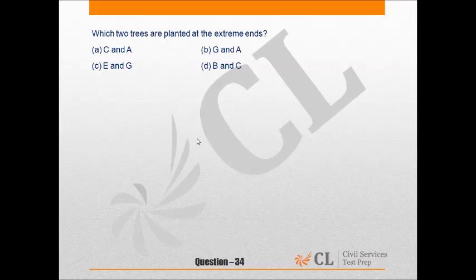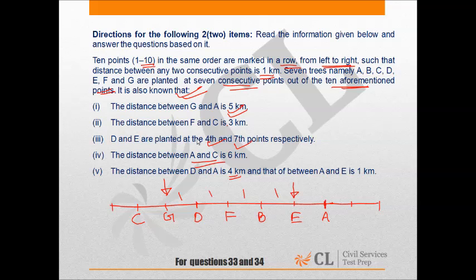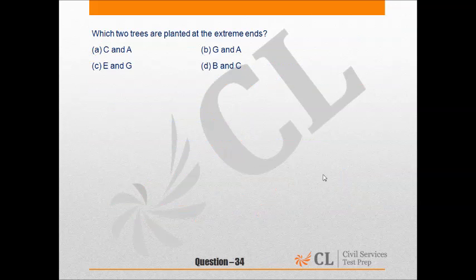Now next question, which two trees are planted at the extreme ends? From here we can say that the trees C and A are at the extreme ends. So here answer option A is our answer.